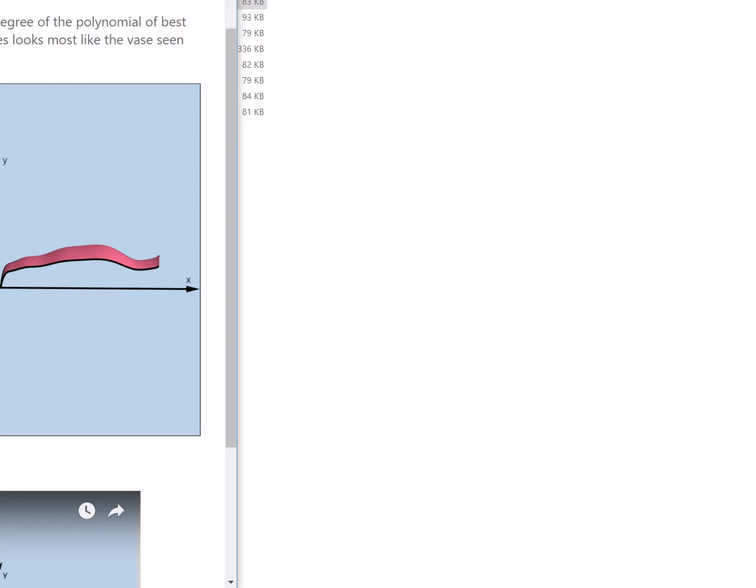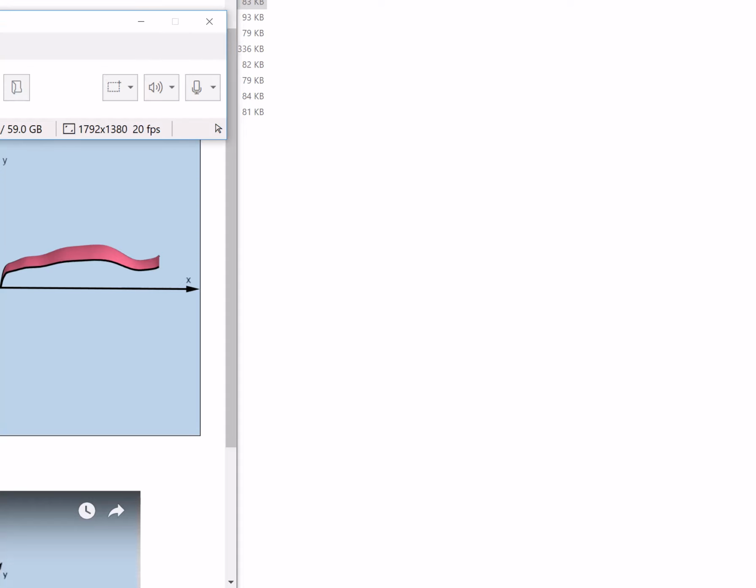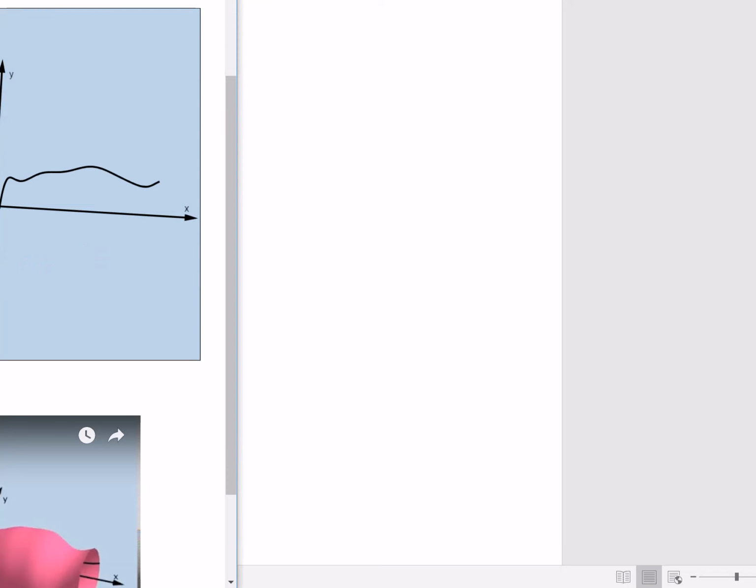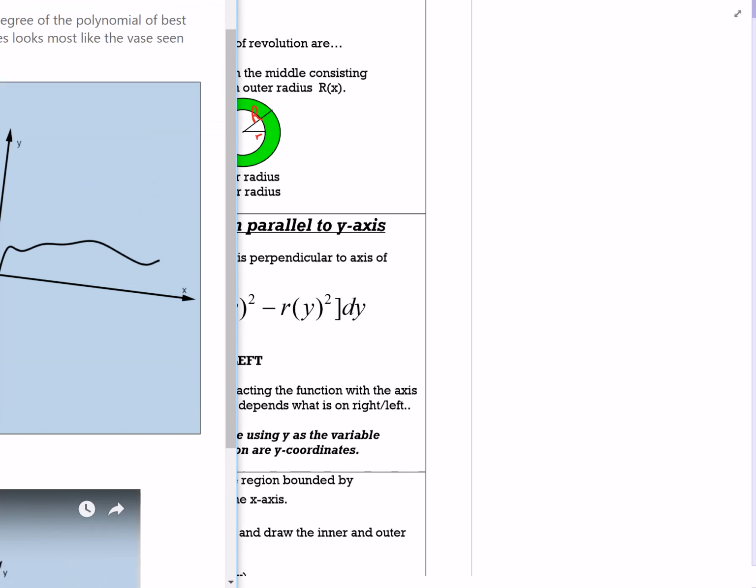Sorry, it's having a little bit of trouble. Okay, so we're sliding it, rotating it. Okay, let's try this one more time.